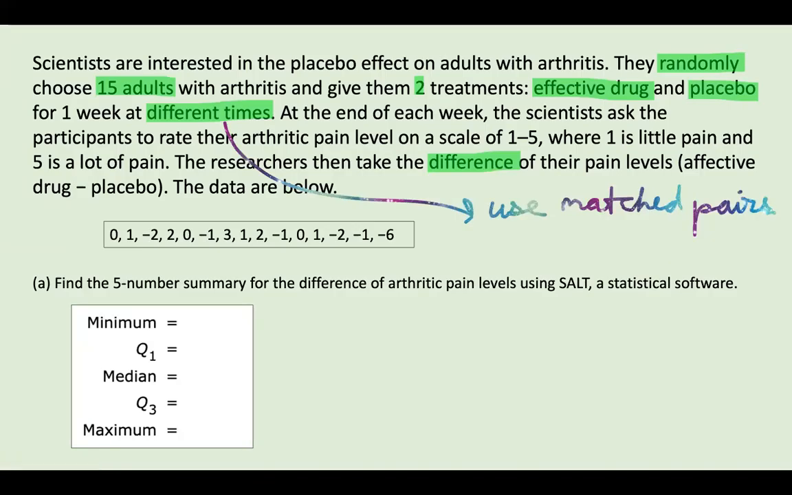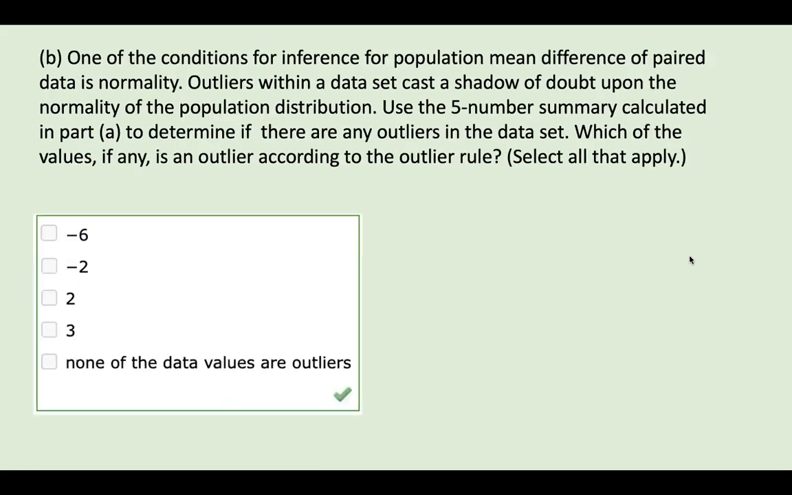We can thus see that the minimum value is negative 6, the Q1 is negative 1, the median is 0, the Q3 is 1, and the maximum value is 3. So part B, one of the conditions for inference for population mean difference of paired data is normality. Outliers within the dataset cast a shadow of doubt upon the normality of the population distribution. Use the 5-number summary calculated in part A to determine if there are any outliers in the dataset. Which of the values, if any, is an outlier according to the outlier rule?